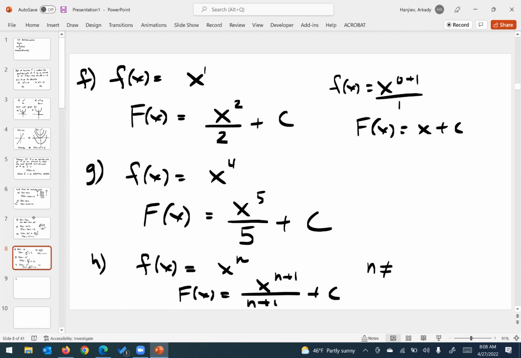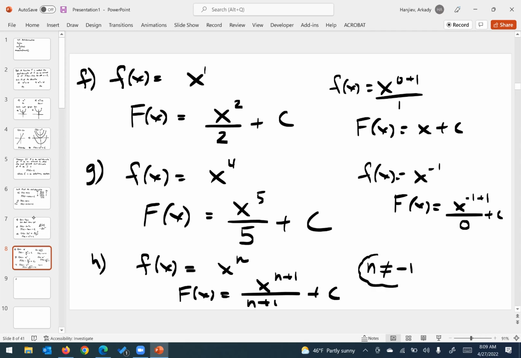So instead of starting at 0, what happens if I actually ended at 0? Would that be a problem? Yeah, that would be a problem. Hold on, if I have x to the negative 1, what do we do? We would add 1, right? Negative 1 plus 1. And then we're going to divide by that addition factor. Is that a problem? Yes. Okay, so real quick here, this formula works all the time, except for when n is equal to negative 1.